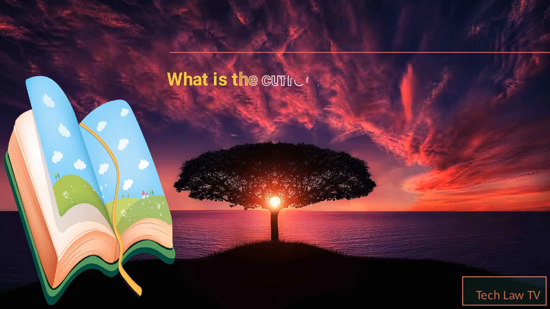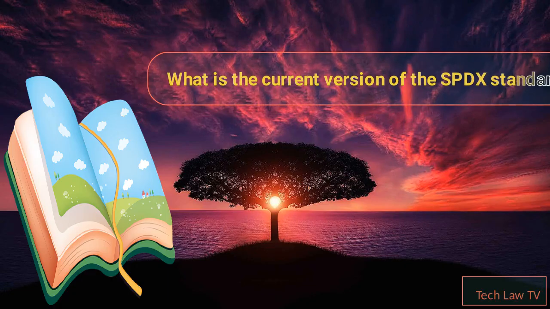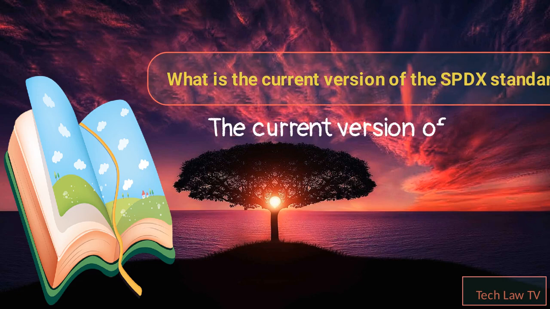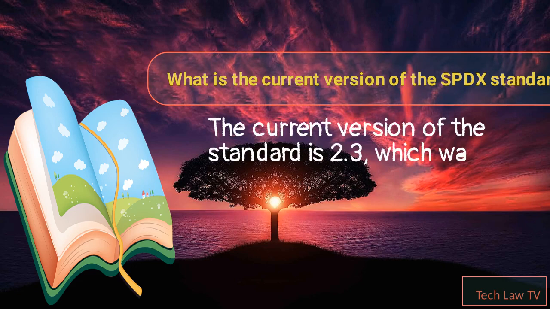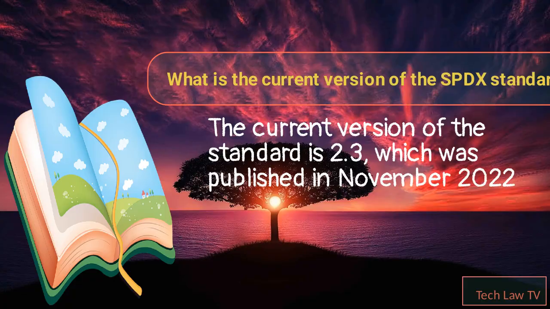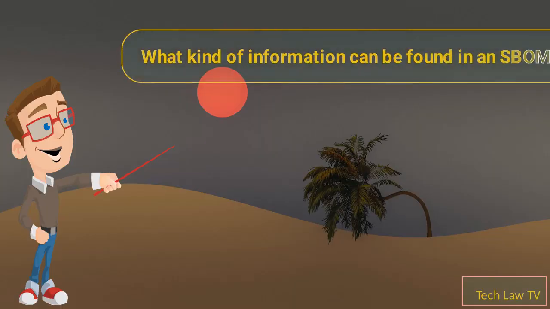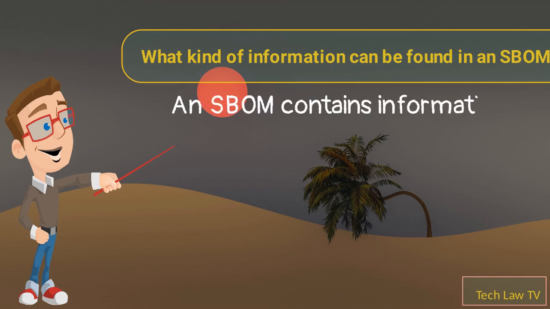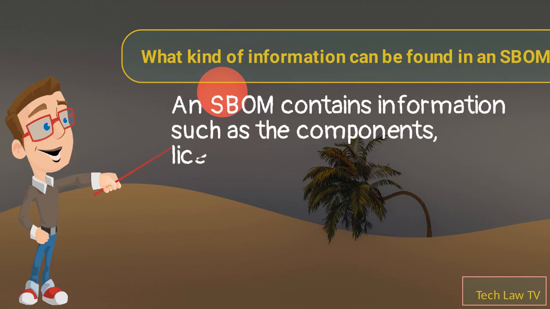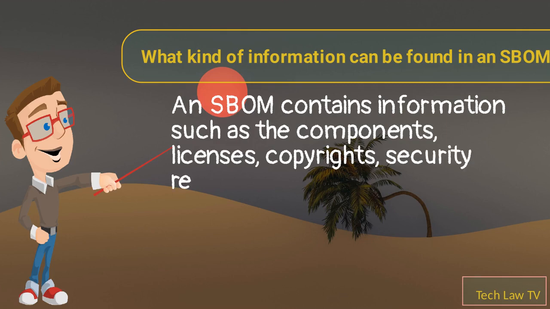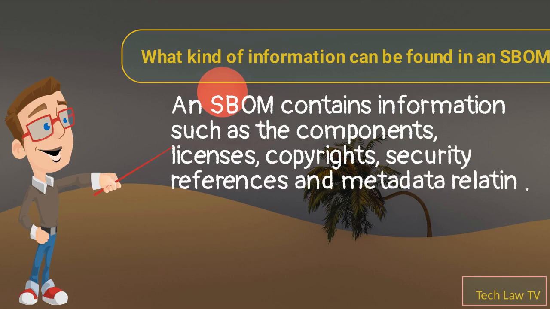What is the current version of the SPDX standard? The current version of the standard is 2.3, which was published in November 2022. What kind of information can be found in an SBOM? An SBOM contains information such as the components, licenses, copyrights, security references and metadata relating to software.